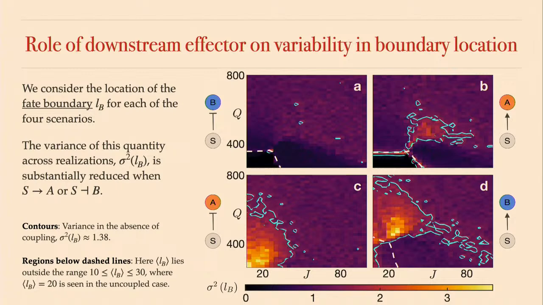This holds for these two cases, when S inhibits B or S upregulates A, right? For the other two, it's not so clear. But it's not surprising that this is doing well given that this is doing well, because S inhibits B means that S is indirectly upregulating A. So these two are actually kind of similar in that way.